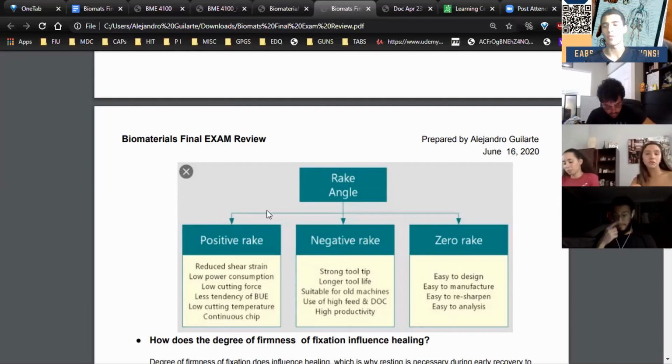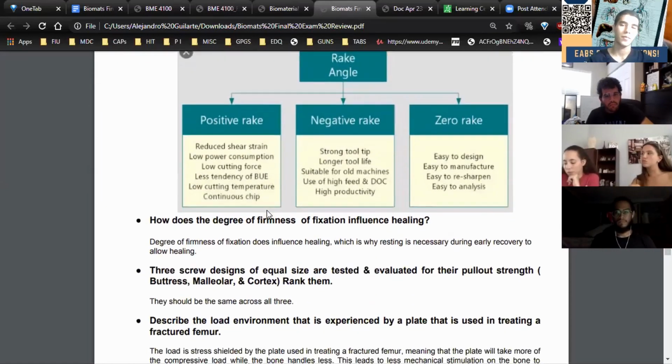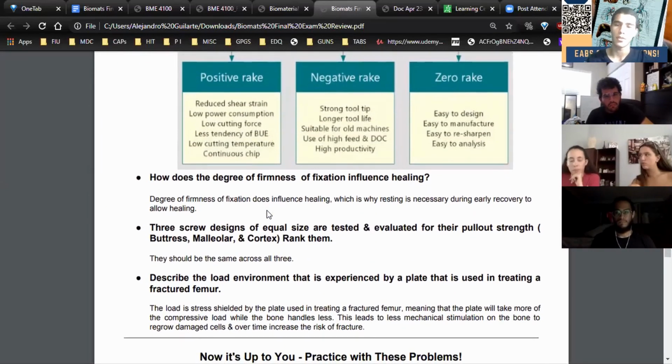And a negative rake angle is different. Instead of more force, you can apply less force, and that's one pro for it. You apply less force, but the temperature you reach will be higher. You'll have more heat because of the amount of rotations you would be drilling at compared to positive rake. And zero rake is just as it is, easy to design, manufacture, and maintain.